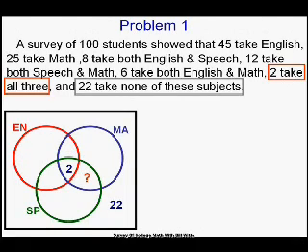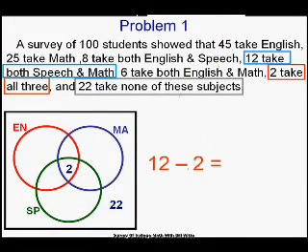Well, let's see. How about this number here? Well, they don't give me exactly that number. That's kind of speech and math, but not English. Wait a minute. 12 take both speech and math. Now, that 2's involved there, so if I subtract the 2, that must be 10. Get the idea? There's going to be some subtraction involved here also.